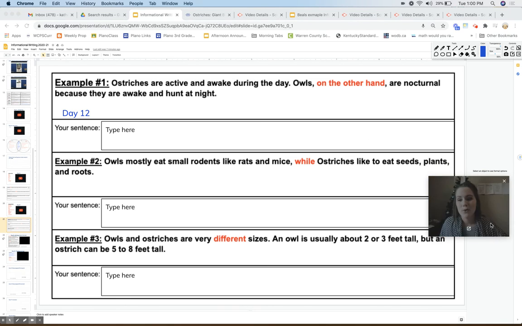All right, friends, once you write your 3 sentences about your 2 animals, and after you use your contrast word, like I used in red, then you are all done for day 12.